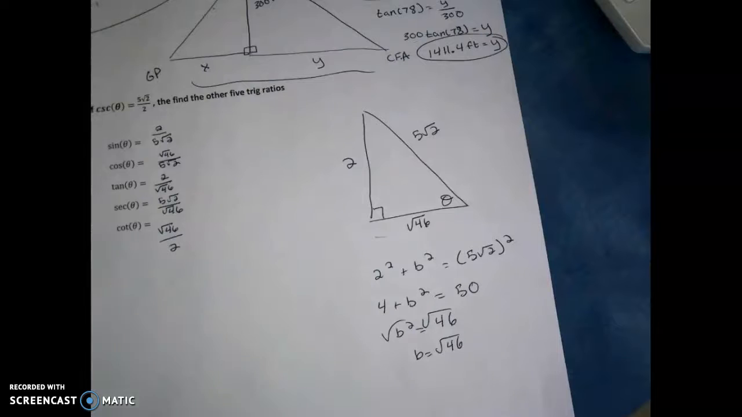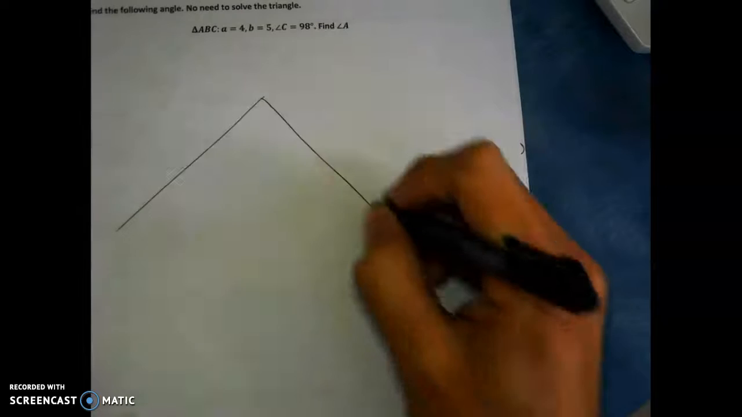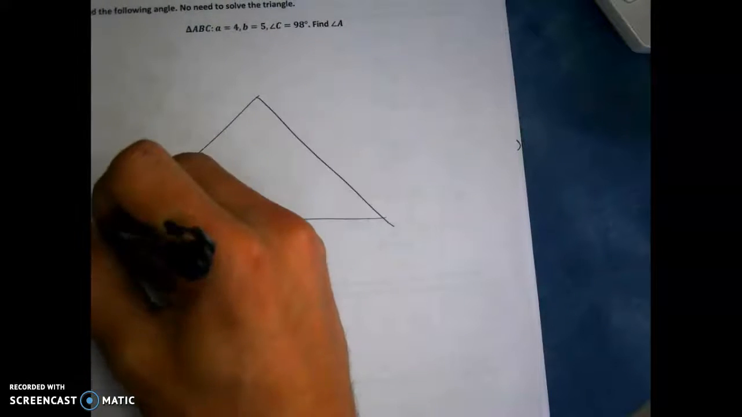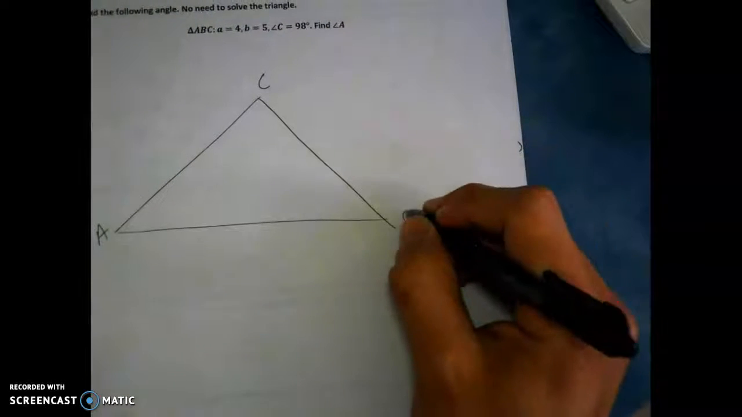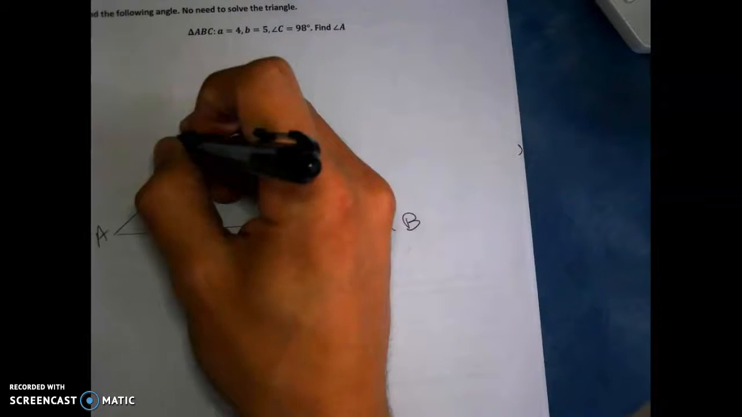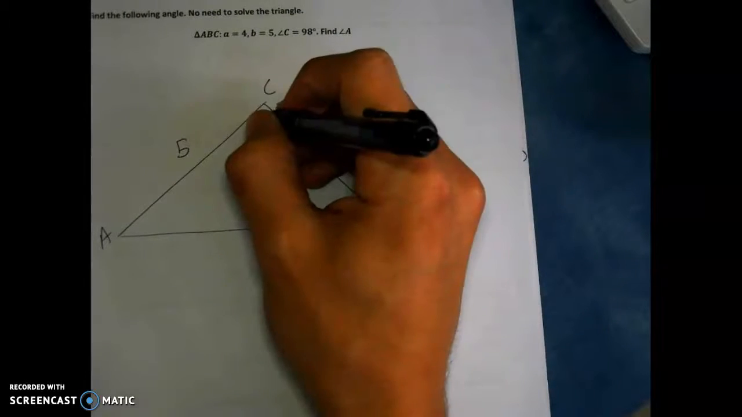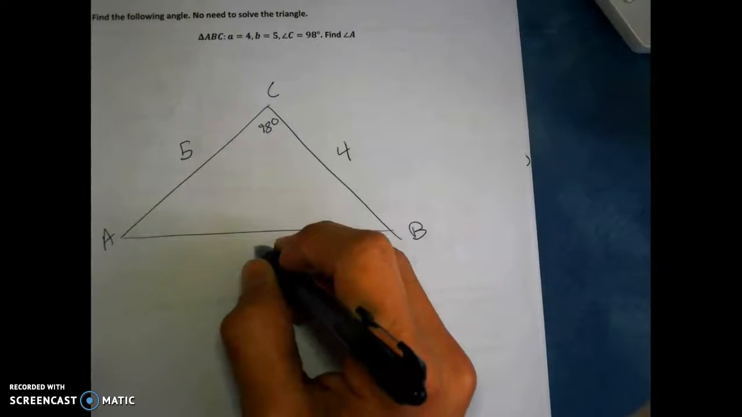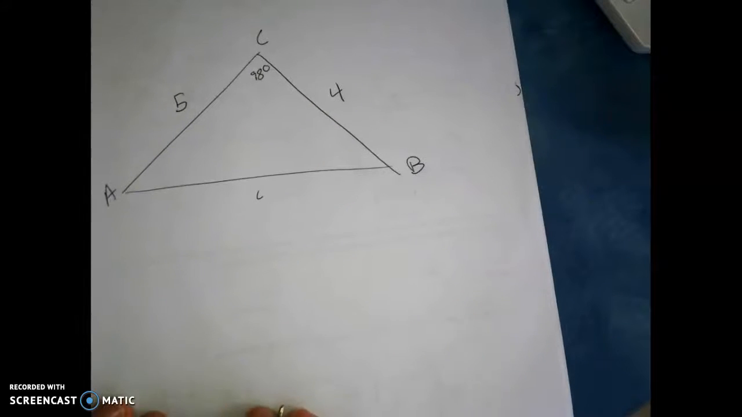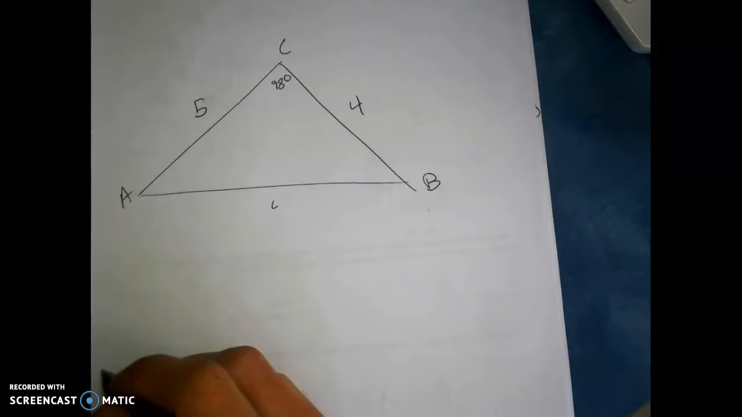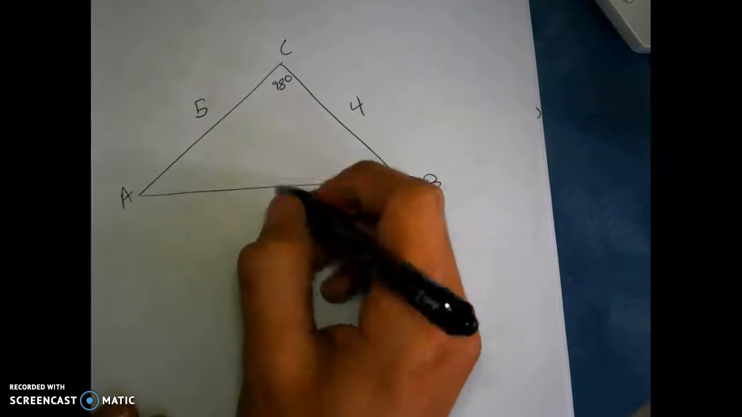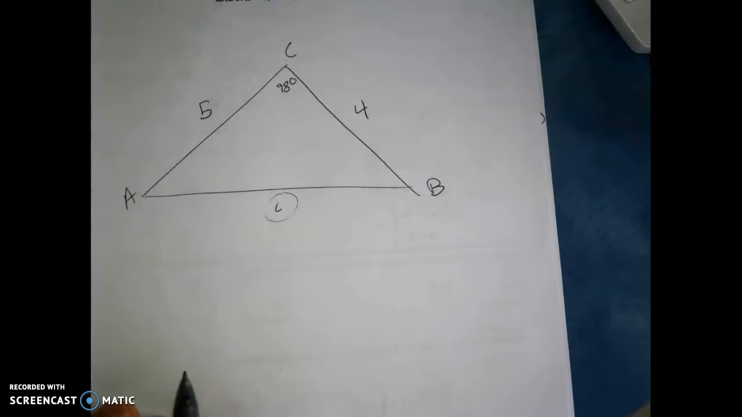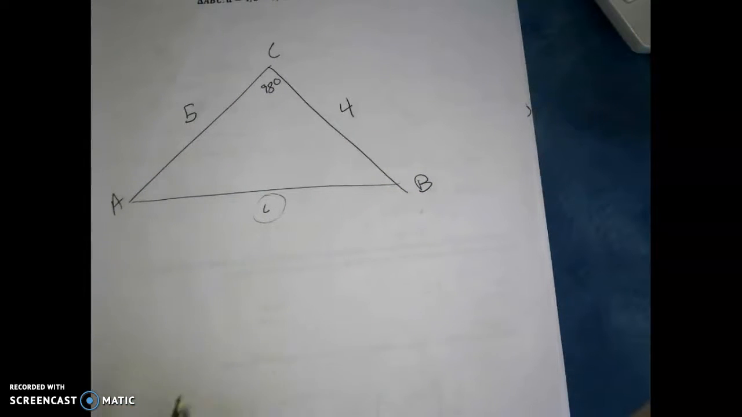All right, and then on to the last page, we need to find angle A. So the first thing I'm going to do is I'm going to draw a picture. So we have our picture here. We'll label this A, C, and B, which makes this 4, this 5, this 98 degrees. Cool, that would be C. Okay. So in order to find A, we're going to need to, well, first solve for C, so then we can use the law of sines to solve for A.